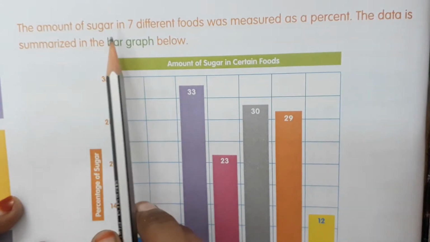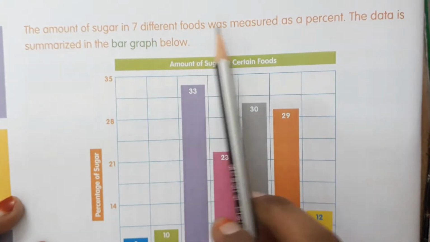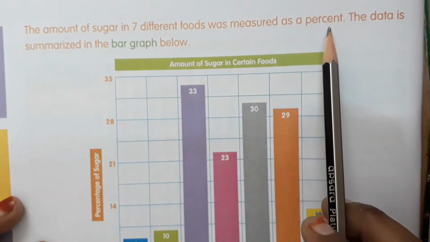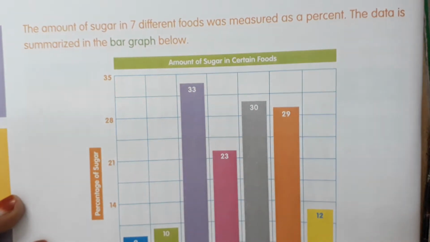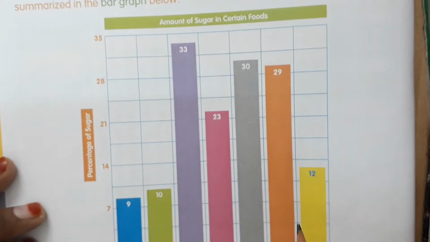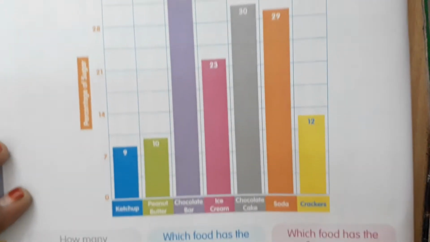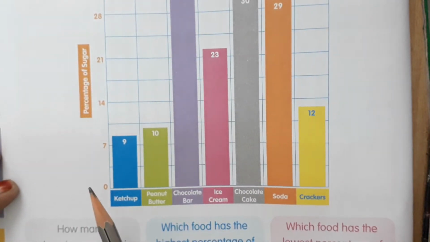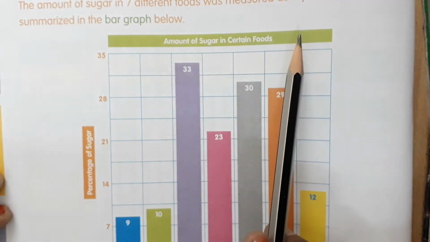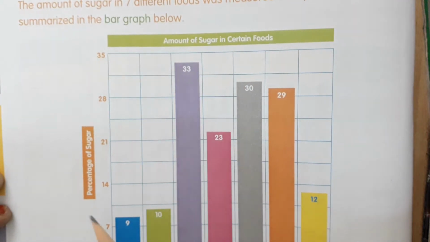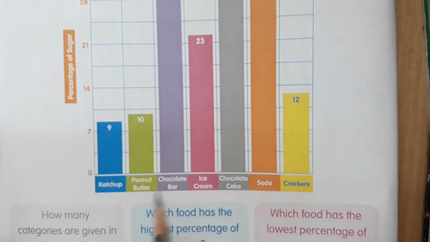The amount of sugar in 7 different foods was measured as a percent. The data is summarized in the bar graph below. So this is a bar graph, children, and in this they are given 7 different food items and the percentage of sugar also given, children. Look here, this is the title, amount of sugar in certain foods. This is the vertical line, percentage of sugar. In the horizontal line, 7 different food items are given.